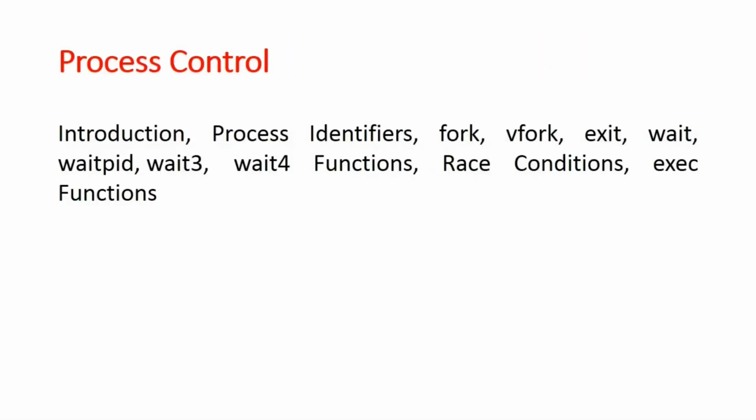Okay, so here in Lecture 5, you're going to learn the chapter Process Control. In that, you're going to learn about introduction, process identifiers, fork, vfork function, exit, waitpid, wait3, wait4 functions, race conditions, and different exec functions.